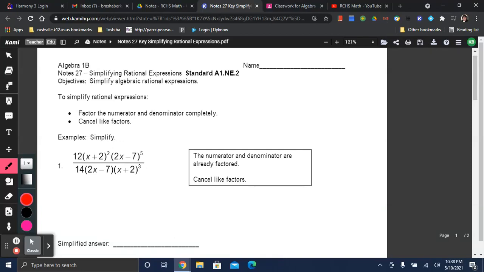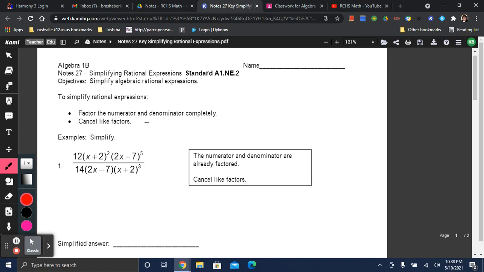Hello, students. Welcome back. We are going to work on simplifying rational expressions today. Now, these will be expressions that are fractions that have polynomials in them, where we will need to factor these polynomials to create parentheses like what you see in this first example.